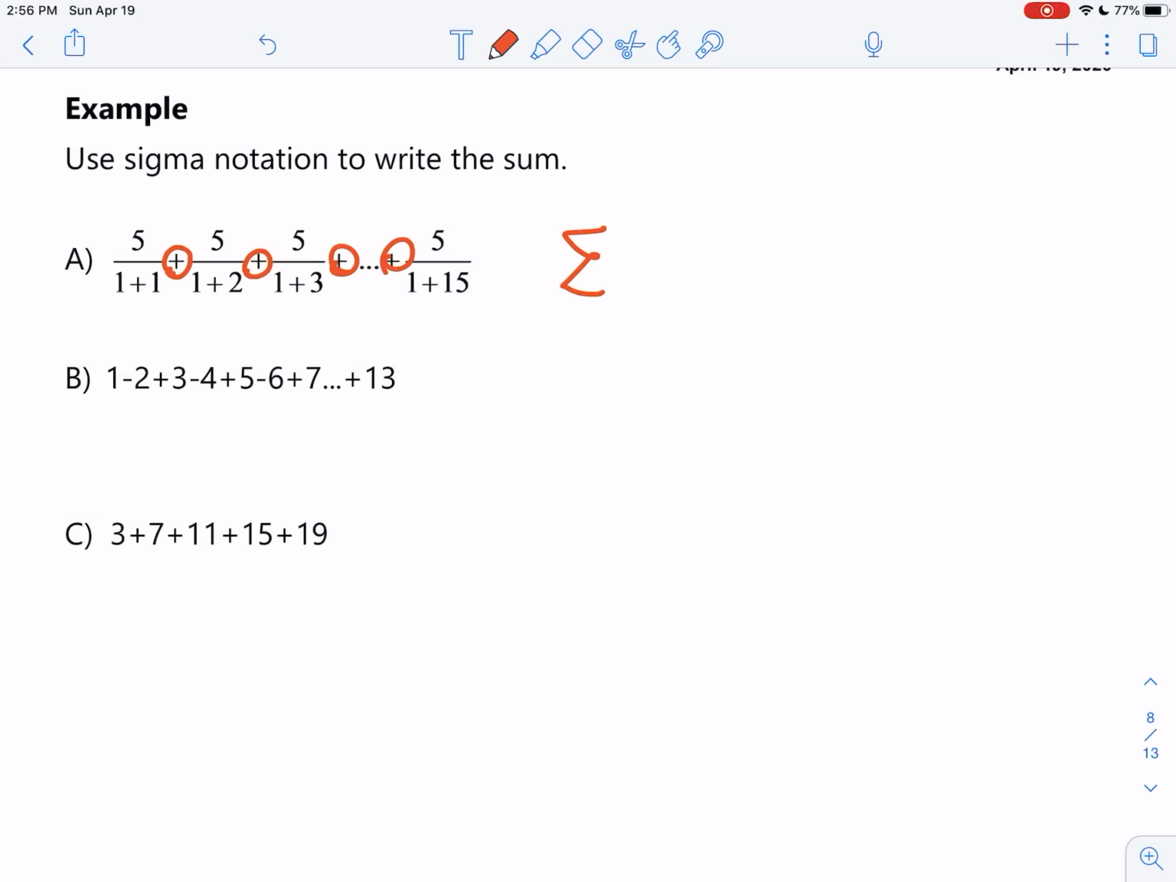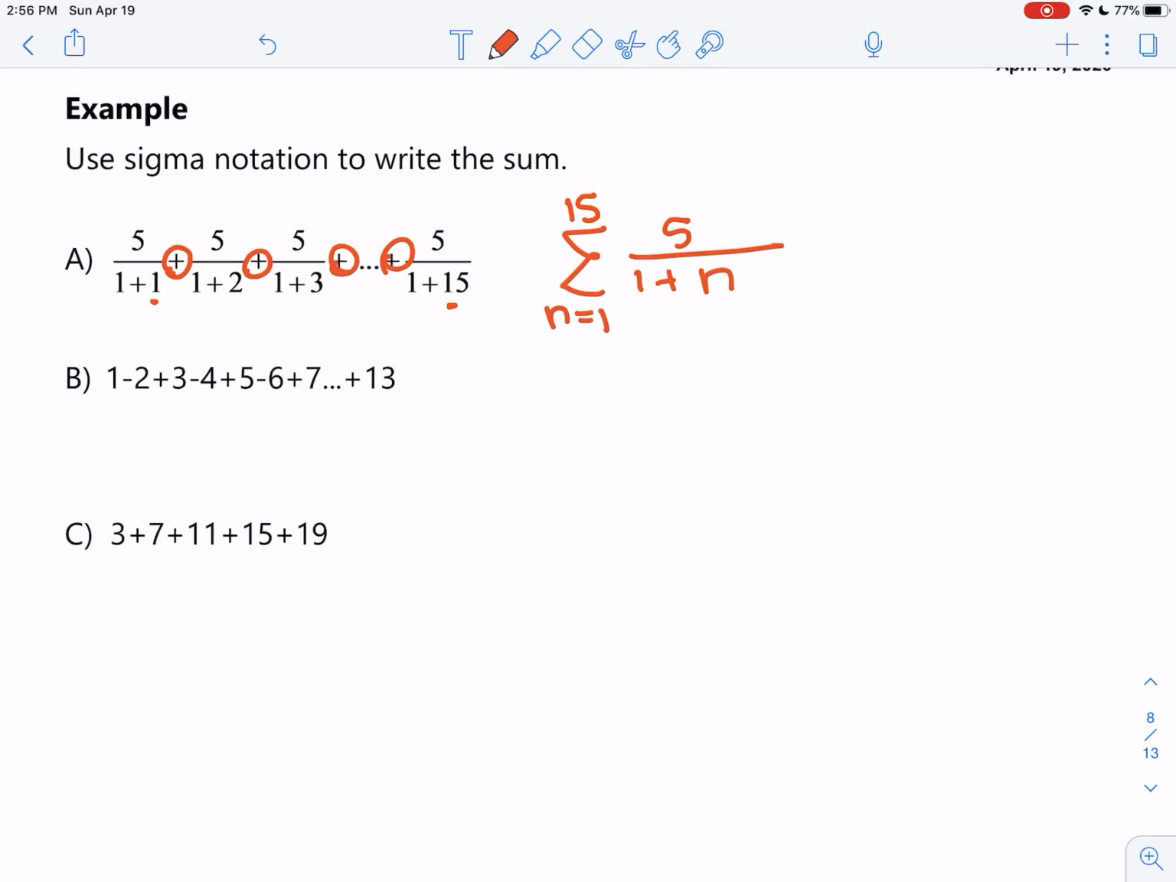Let's look at each term. What does not change? Well, the numerator doesn't change, right? It's always a 5. Part of the denominator doesn't change. It's always a 1. But the other part of the denominator does. It looks like it's going 1, 2, 3, 4, all the way to 15. So use your favorite letter. N is used a lot for the index. And we want n, that moving piece, to start at 1 and end at 15. That is one way to write this.